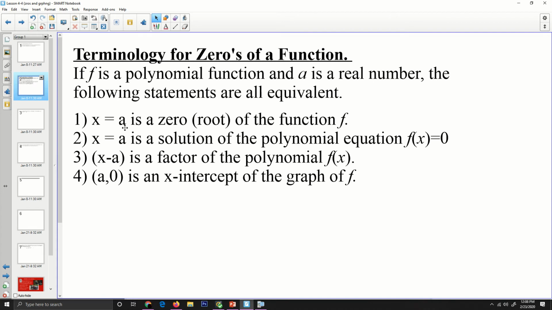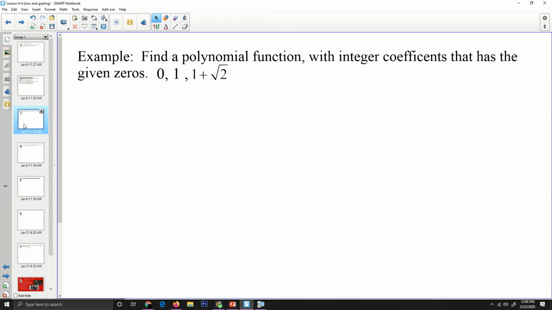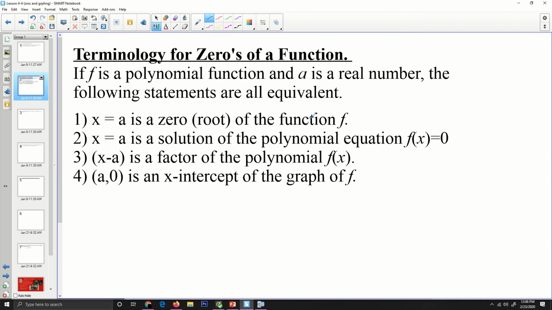So if we say that x equals a is a zero, we can make a bunch of factors from that list of zeros. And that's what we're going to do in this first particular problem. It says find a polynomial function with integer coefficients that has the given zeros. So if we have 0, 1, and 1 plus square root of 2, we have the zeros, we can change them into factors of a polynomial.